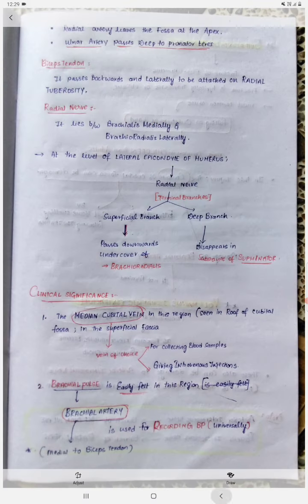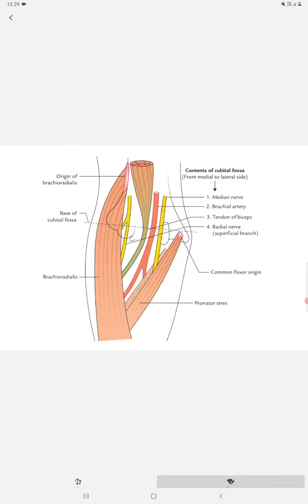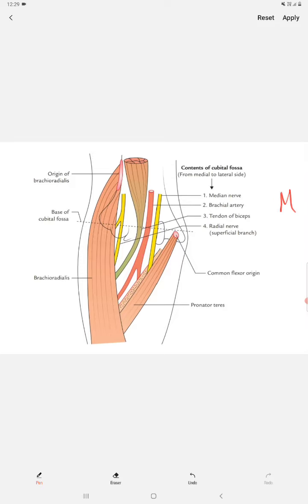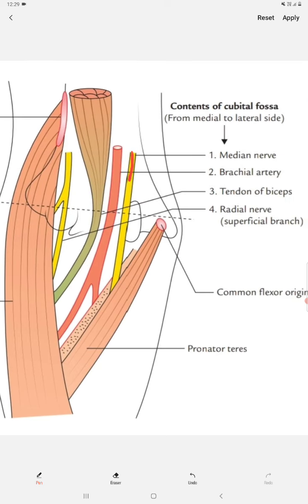Once again, in the diagram we can see the contents. What are those contents of the cubital fossa? Yes, this is the diagram showing the contents. This is the medial side and this is the lateral side. What is the medial most structure present? This is the median nerve. A nerve will always be indicated with yellow color. Remember this point. The median nerve is present on the medial side.